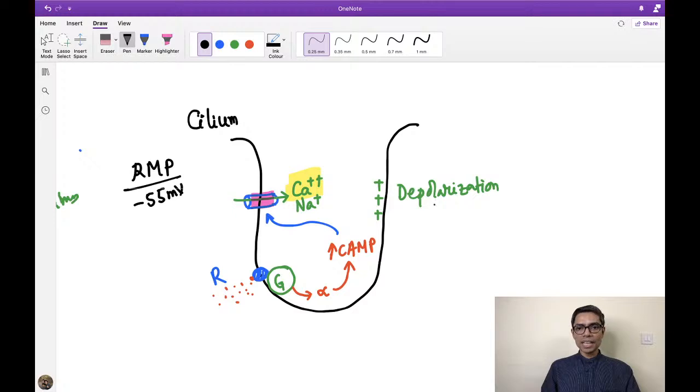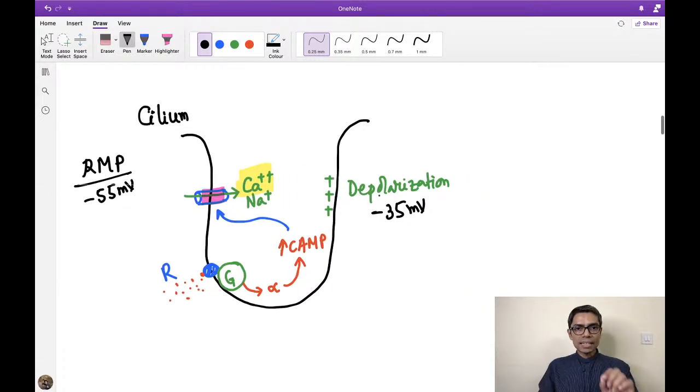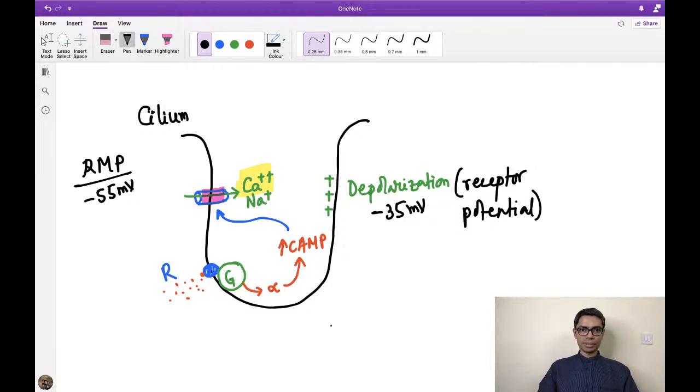Now if this depolarization is sufficient to raise up to the level of minus 35 millivolt, then this depolarization is sufficient to produce one action potential. And this depolarization, which is occurring at the level of this receptor neuron or sensory neuron, is known as the receptor potential generation. Please note down. So what is the main ion for the receptor potential generation? Calcium ion, although sodium is also there. Because of these two positive ions, there is depolarization, and this depolarization is known as the receptor potential generation.